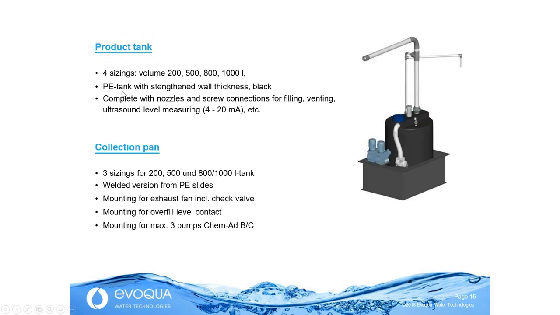a product tank, which comes in four sizes, 200, 500, 800, and 1000 liter. The product tank is made of PE, and a collection tank or collection basin. This is to act as a bund. Just in case there's a leakage in the product tank, all the solution will be collected in the collection basin.